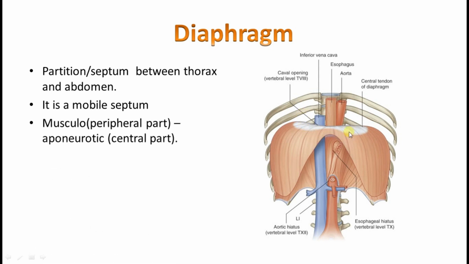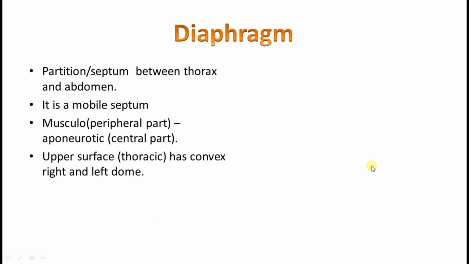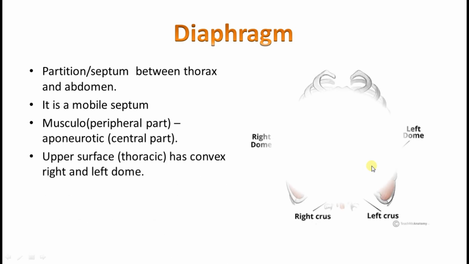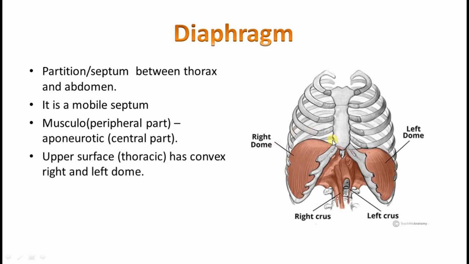The center is tendinous, the central tendon of the diaphragm, whereas the periphery is muscular. So the muscle fibers are circumferential in nature. They arise from the periphery, and all the fibers converge to the central part. It is divided into right and left domes of the diaphragm. So you have a right dome of the diaphragm and you have the left dome of the diaphragm.